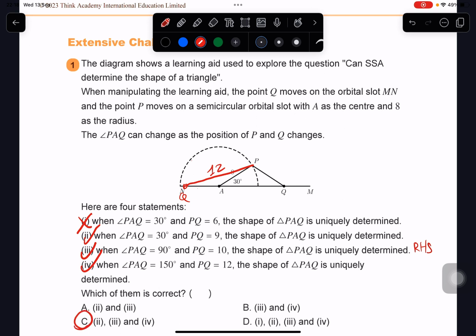Now, C is going to be the correct answer because the second, third, and fourth statements are correct.